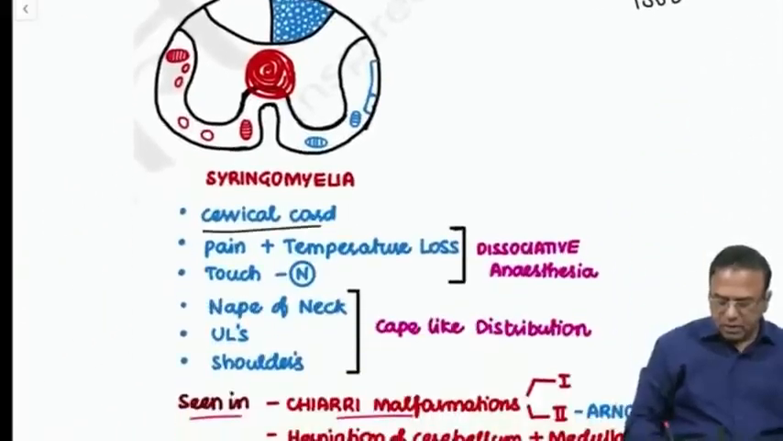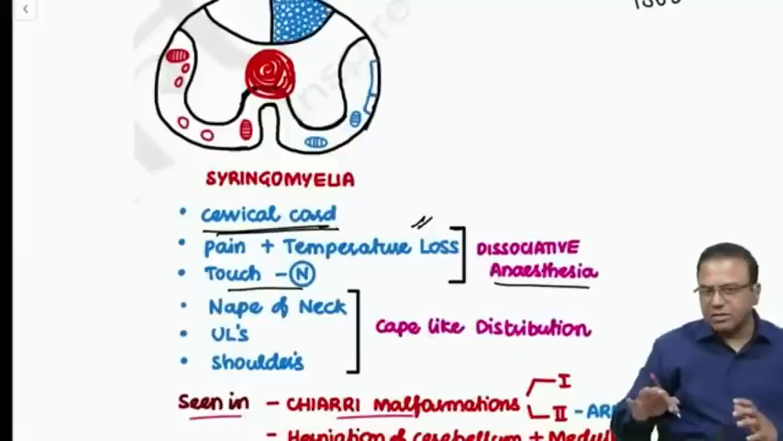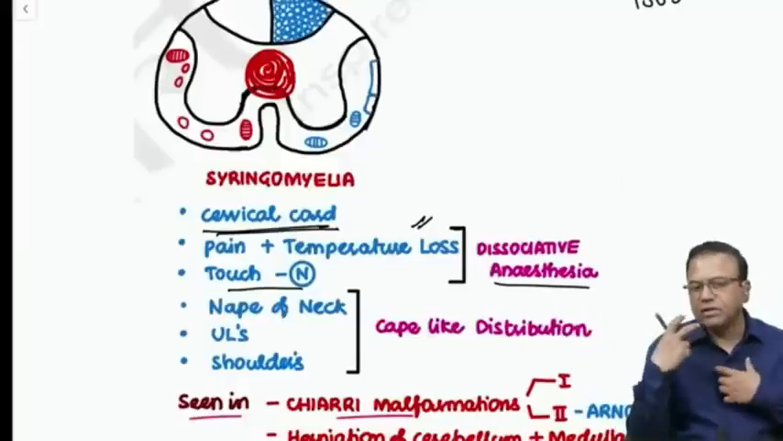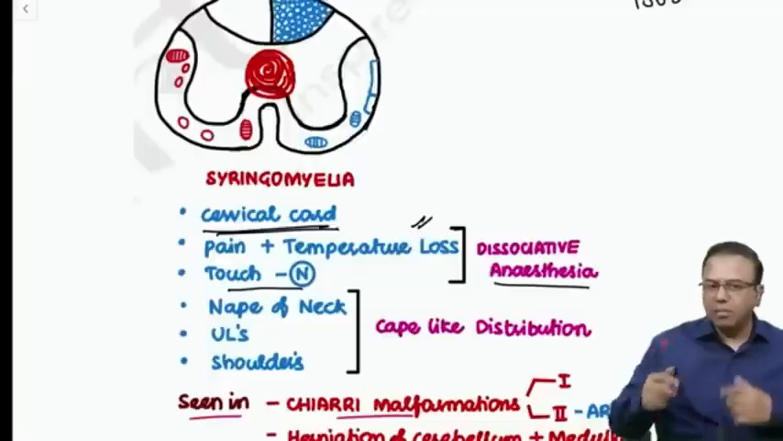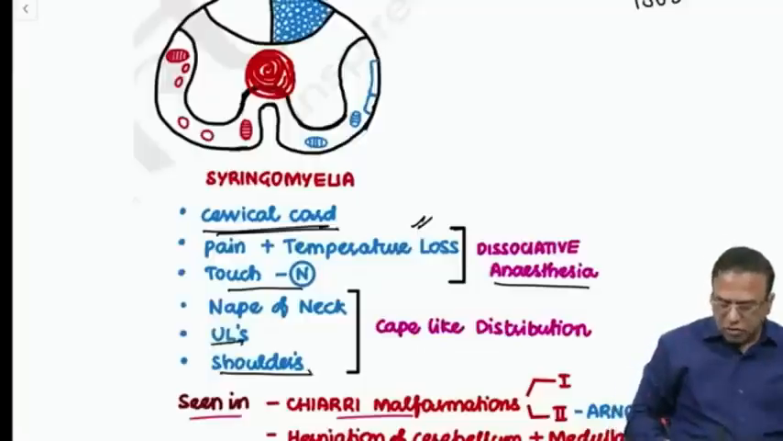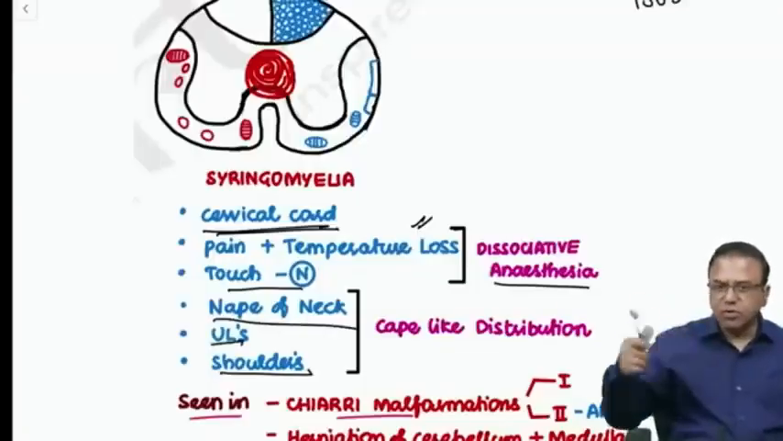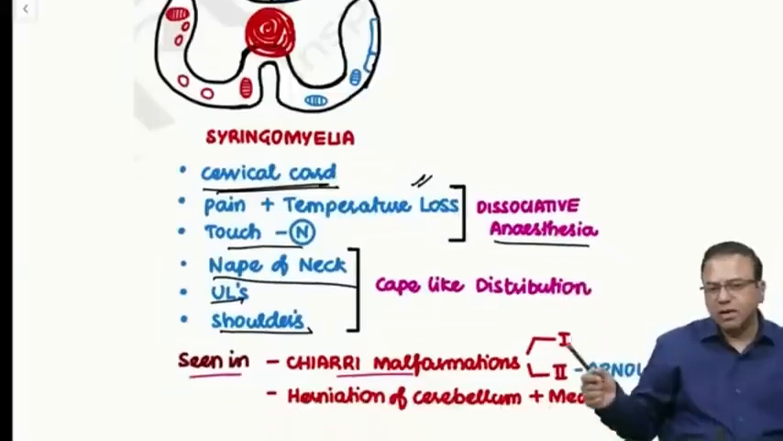Okay, so this typically occurs in the cervical cord, in syringomyelia: pain and temperature are gone, touch is normal, which is dissociative anesthesia. The areas affected are mainly the cervical area, right? Not lumbar, only the upper limb. So you see upper limbs affected, shoulder, nape of the neck. In that distribution you will see this problem. This is known as cape-like distribution.